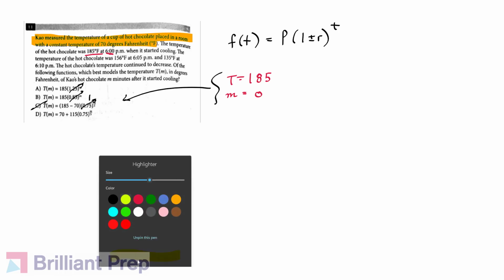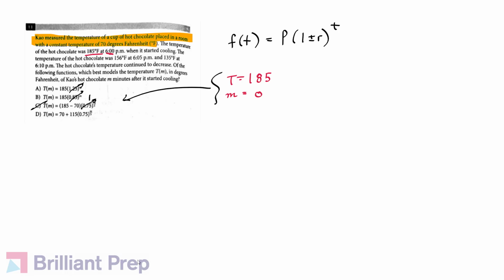Let's move on to the next one, which is right here. The temperature of the hot chocolate was 156 at 6:05. So that means the temperature is 156 when M is 5, because it's 5 minutes after it started cooling. So let's plug those in and test. So for choice A, 185 times 1.25 to the 5.